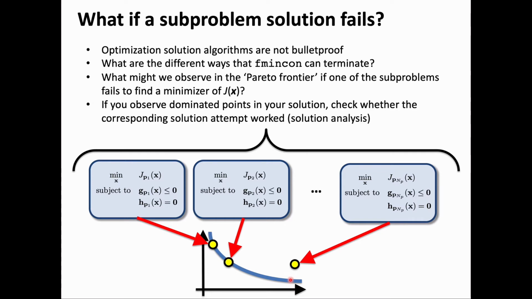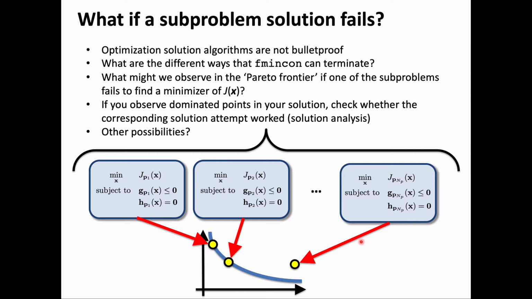If you observe points like this in your resulting set of solutions, then it's important to check the details behind the corresponding solution attempt. You need to do some solution analysis. If something appears to be an anomaly, this is a red flag that you need to do some digging. And in this case, maybe you go back and try to solve this anomalous problem again. You record things like the exit flag or other properties so that you can do some solution analysis, and maybe go back and adjust things in some way, maybe do some better problem scaling so that we can get a better solution for this subproblem.